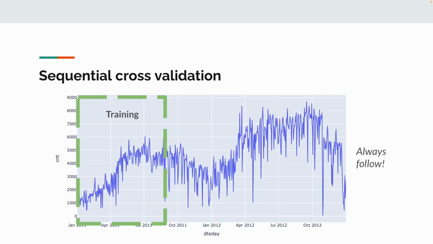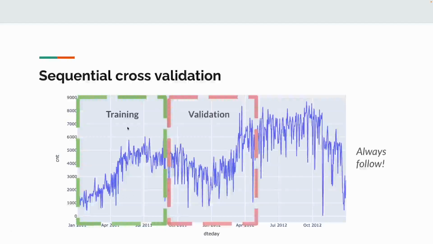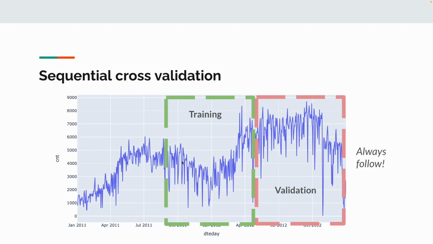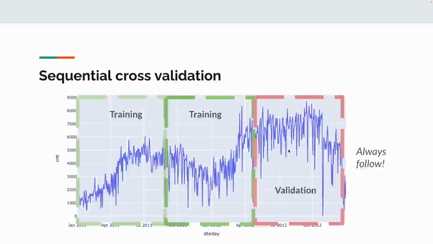So what is the general idea of sequential cross-validation? You train on one part and then you validate on the second part, okay? And then you train on the second part and you validate on the third part, okay? And you train on the first and second parts and validate on the third part, okay? So these are the general ideas.